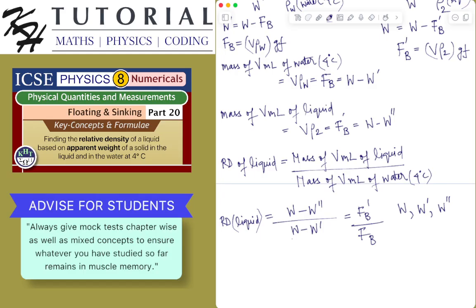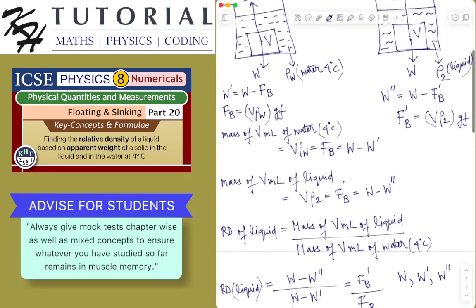The relative density of the liquid is coming out to be the loss in weight of the body in the liquid divided by the loss in weight of the body in water at 4 degrees centigrade, which is equal to W minus W double dash, that is the weight of the body in air minus the apparent weight of the body in the liquid, divided by the weight of the body in air minus the apparent weight of the body in water. So this is another interesting formula using which you can find the relative density of a liquid.